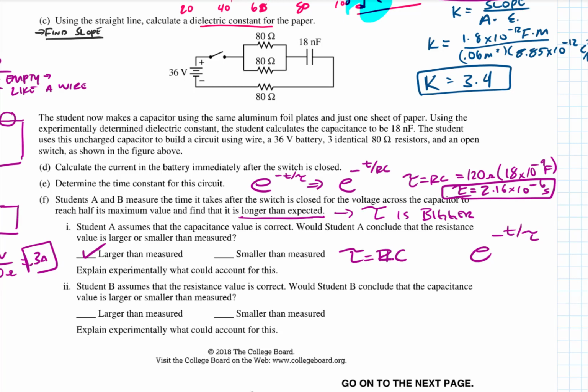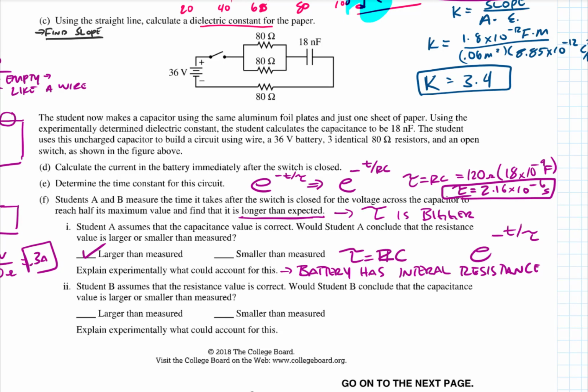And so experimentally, what we would say is that the circuit has more resistance. What we could say is that the battery is not ideal and has internal resistance we didn't account for. And because of that internal resistance, there's more resistance in my circuit. That's one way that we could talk about doing that.